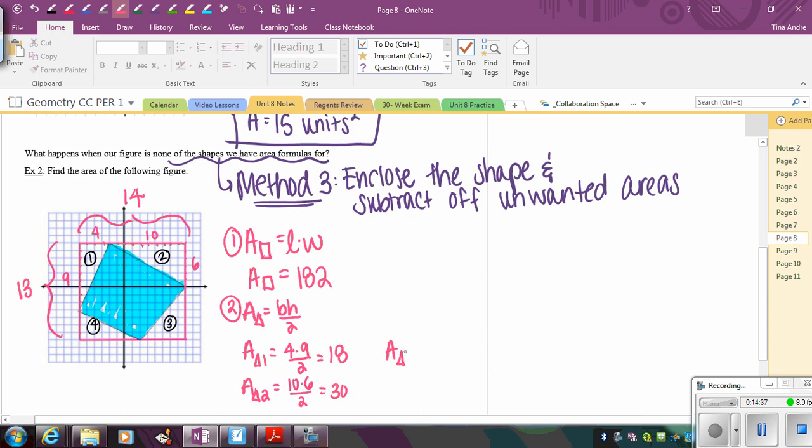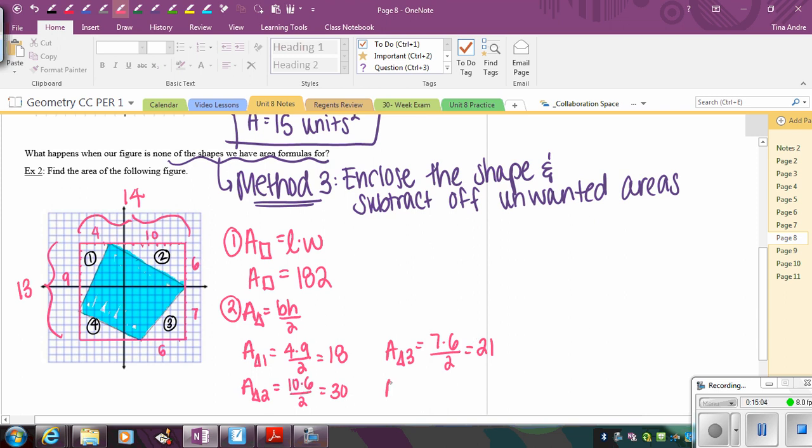Then I have area of triangle 3. So this is 1, 2, 3, 4, 5, 6, 7. And 1, 2, 3, 4, 5, 6. So 7 times 6 over 2. So this is going to end up being 21. So you could just do 6 divided by 2, you get 3. 7 times 3 is 21.